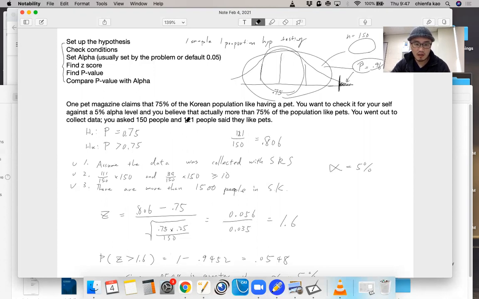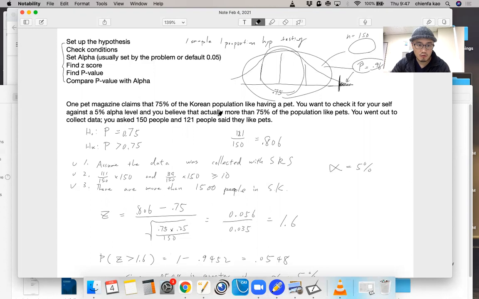And then you collect the data. You went out and randomly asked 150 people, and 121 of them said they like pets. So null hypothesis, 75%. Alternative hypothesis is that you think it's more than 75%. So we'll see if it's true.